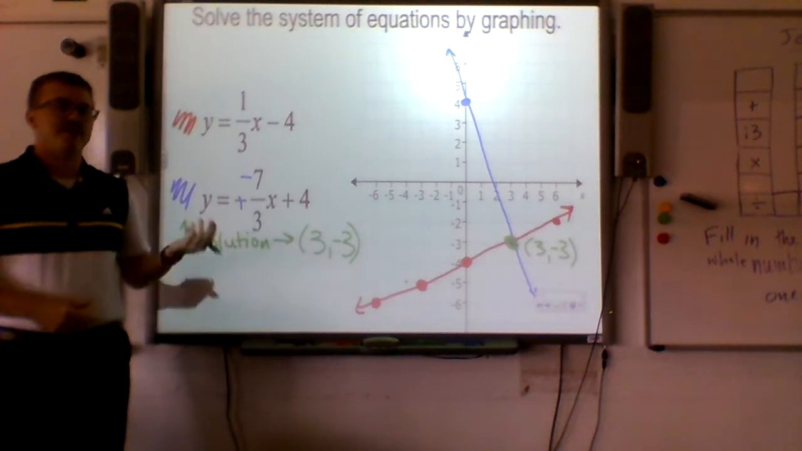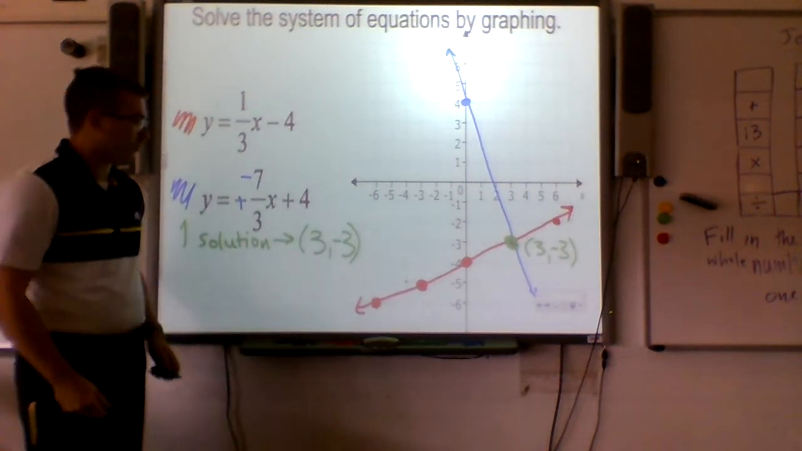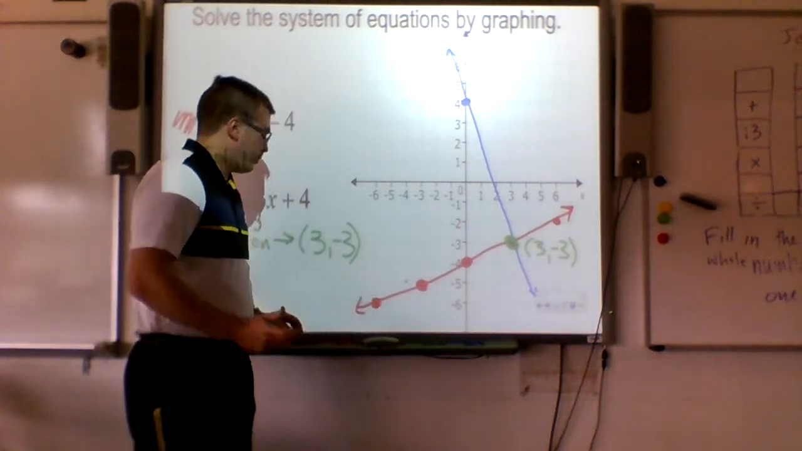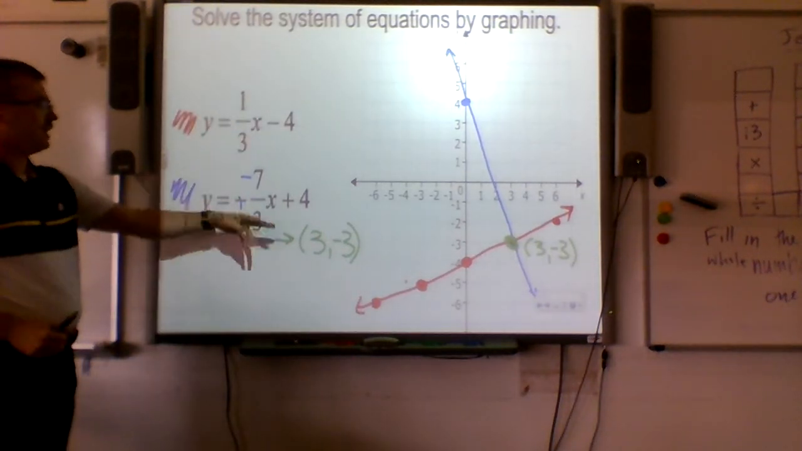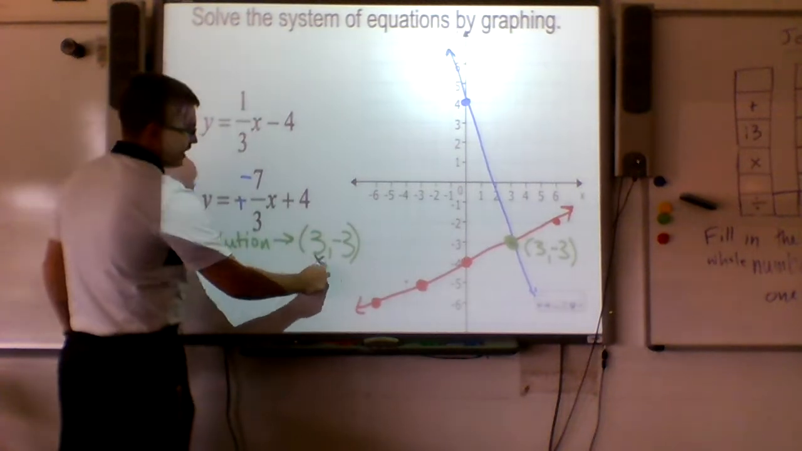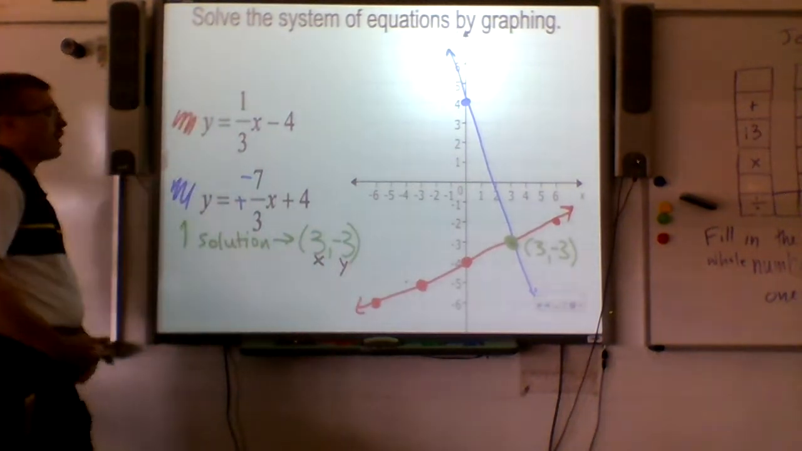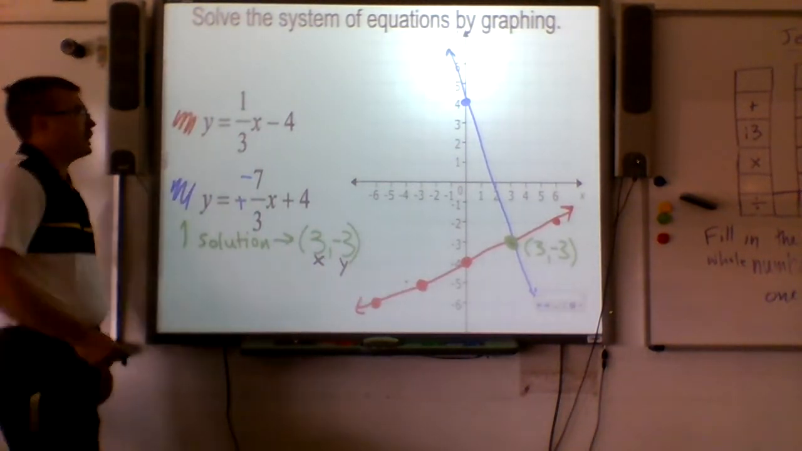Easy as that, just graphing both lines, figuring out where they cross. Now, one thing you can do is check your solution. You can plug in 3 as your x, -3 as your y, to see if it makes a true statement.